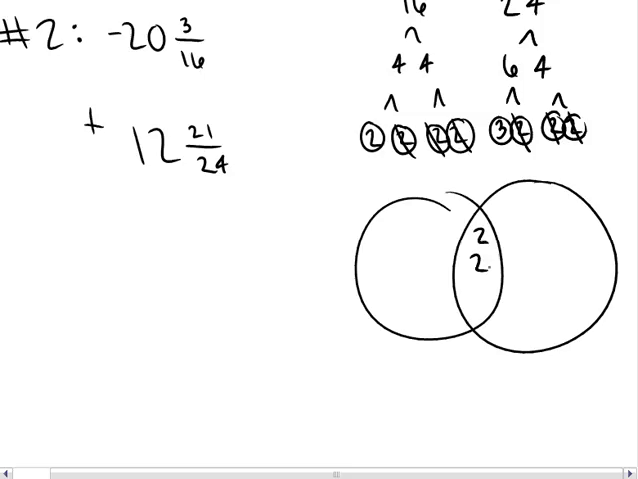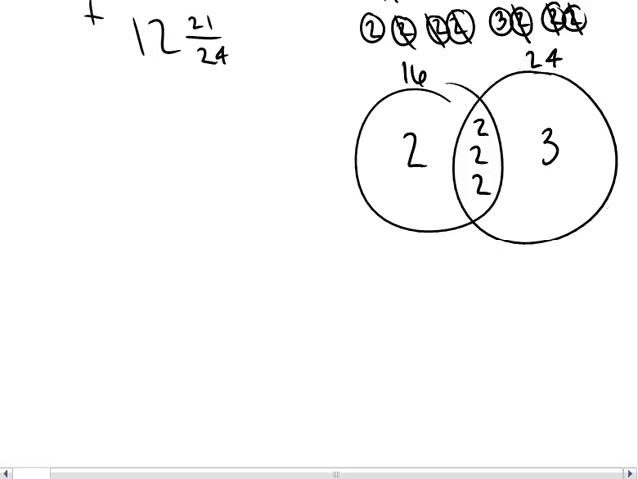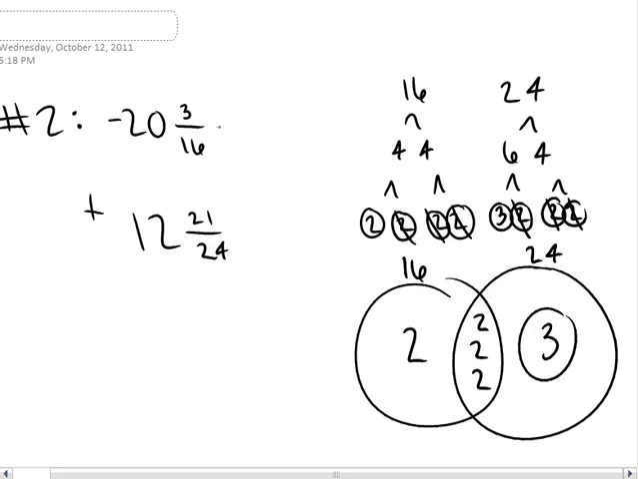So they had 3 2's in common, and there's a 2 left over in the 16 factor tree, so we're going to put that over here. And there's a 3 left over in the 24 factor tree, so we're going to put that over here. Since 16 doesn't have a 3, we're going to multiply it by 3. So that will equal -20 and 9/48.